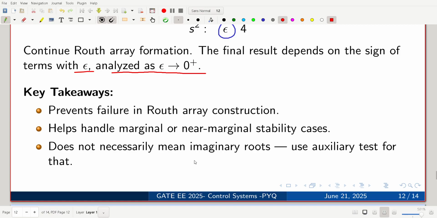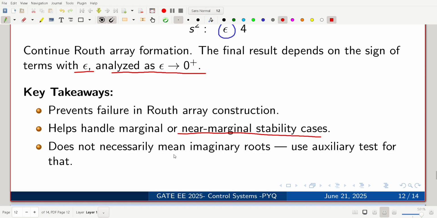So what are the main points we can understand from this? It prevents failure in Routh array construction. If you come across a 0 in the first element, we cannot go ahead with completing the Routh-Hurwitz criterion table for the first column. So to overcome this, we put a small positive number called epsilon, and then we can complete it. It also helps handle marginal and near marginal stability cases. That's a very important point.